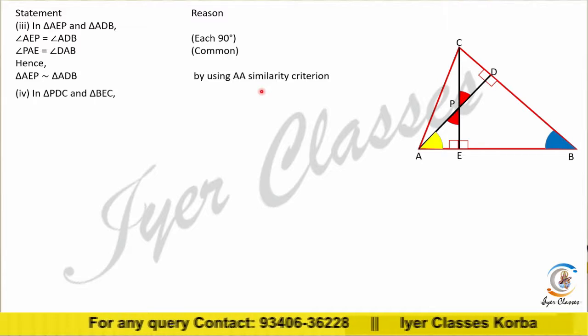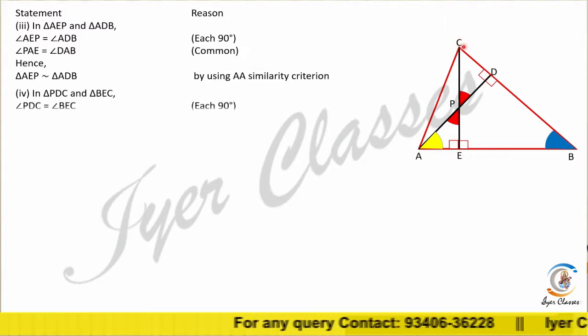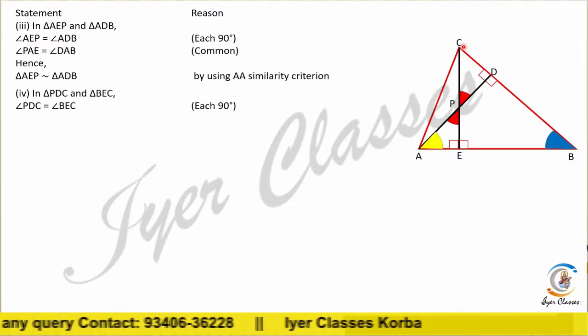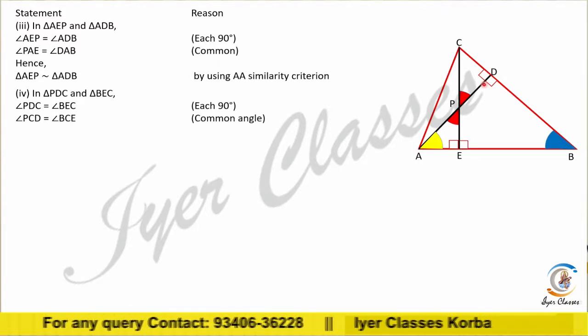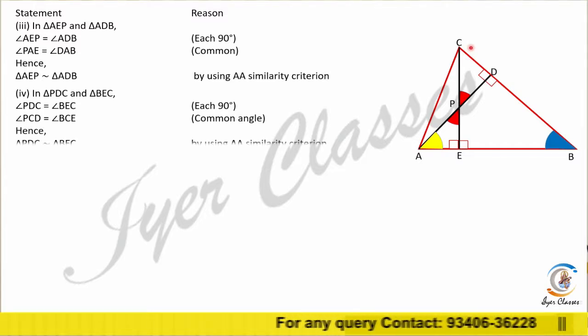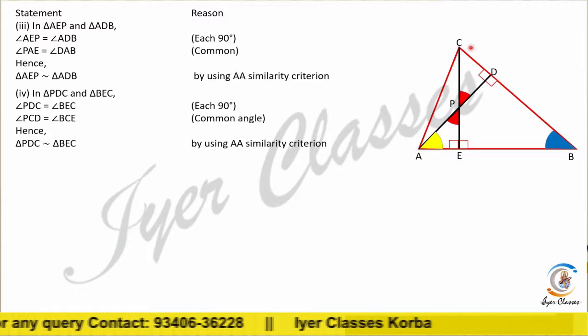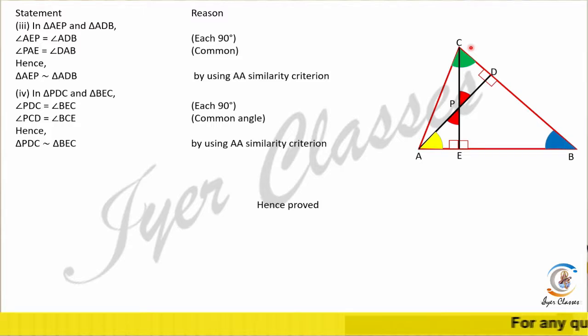The fourth part, in triangle PDC and triangle BEC. Again you can see that angle PDC and angle BEC are 90 degrees, so they have to be equal. And we have angle PCD and angle BCE, again the same angle, so these two are equal. So again these two triangles will be similar by AA similarity criterion. So we have proved all the four cases that the triangles are similar to each other.